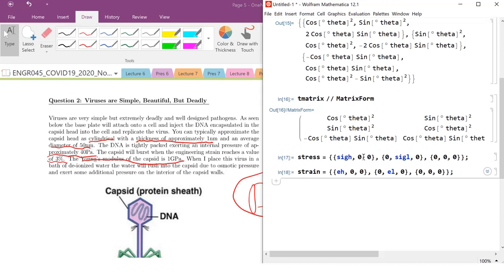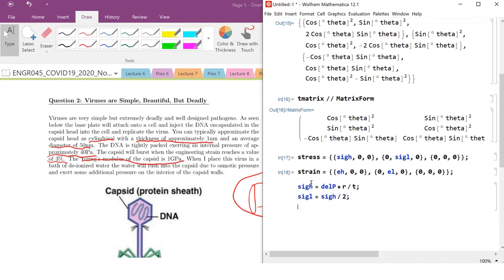So now let's calculate these quantities. What do we know about this problem? Actually, let's define sigma H. Sigma H is equal to delta P times R divided by T. And then we know that sigma L is equal to sigma H divided by 2.